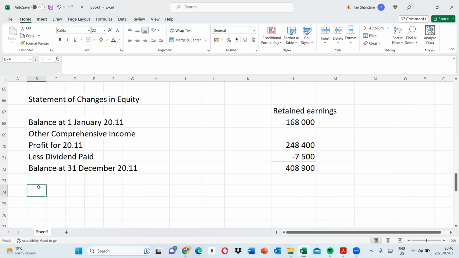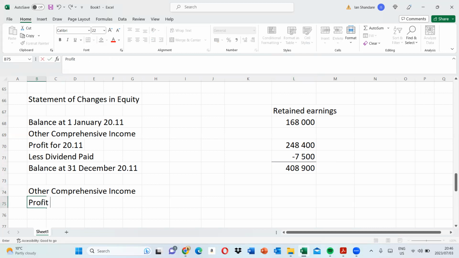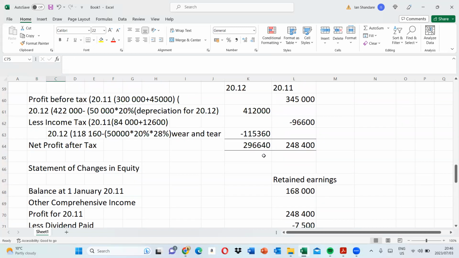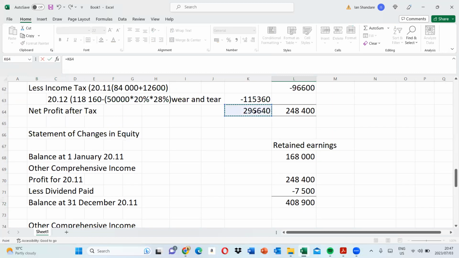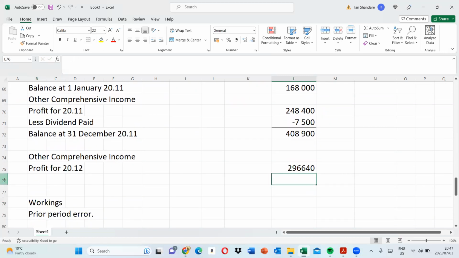Right. And then the next thing that we need to look at is 2012. So we also do other comprehensive income. Remember, the closing balance for 2011 becomes the opening balance for 2012. So we just continue from there. Now, profit for 2012. How much is our profit now for 2012? We did work it out, it is 296,640. So you just record it, 296,640 like that.